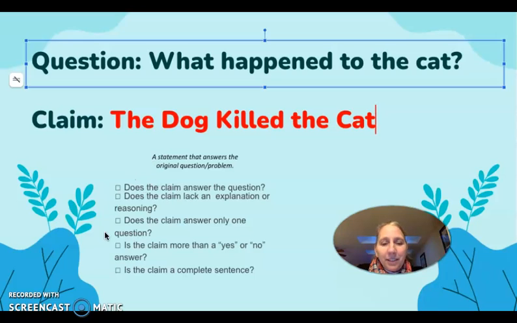And this is the checklist on the bottom and the back of the CERs that you should always follow. You'll notice that the claim does answer the question. The claim lacks an explanation or reasoning. It answers only one question, and it is more than a yes or no answer, and the claim is a complete sentence. Okay, so this claim would get you full points. The claim is worth 10 points.